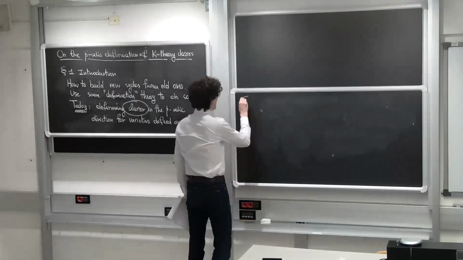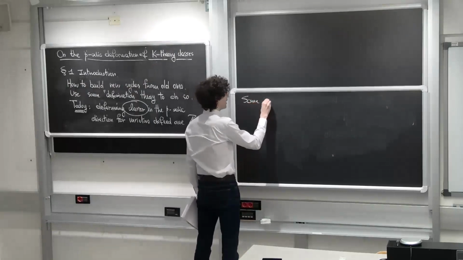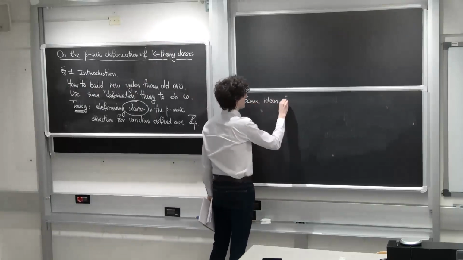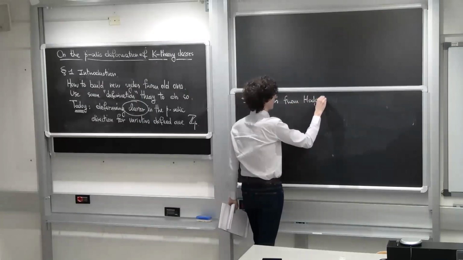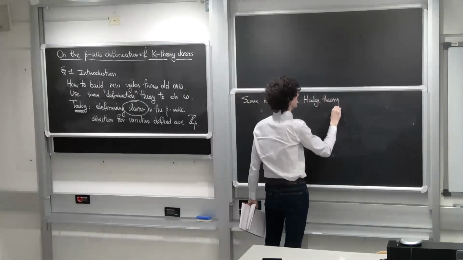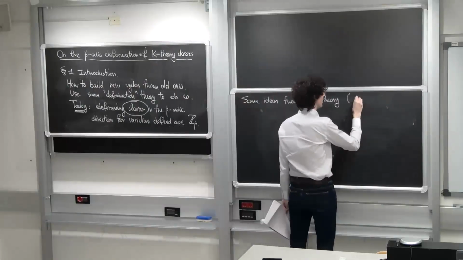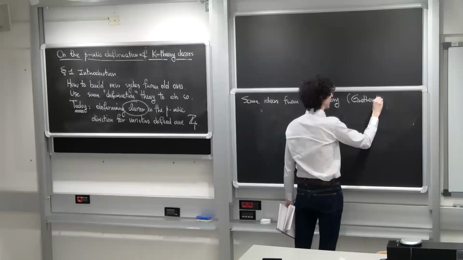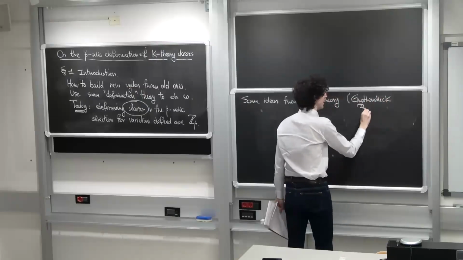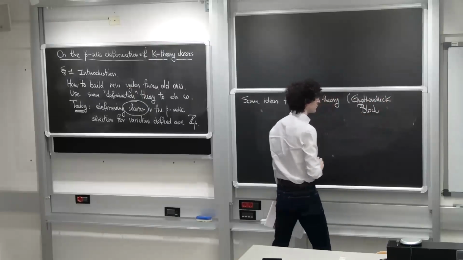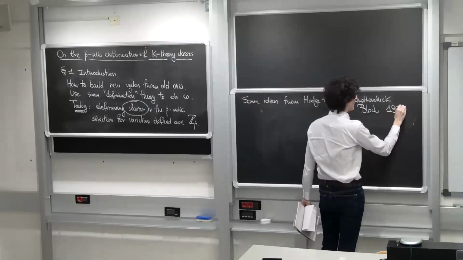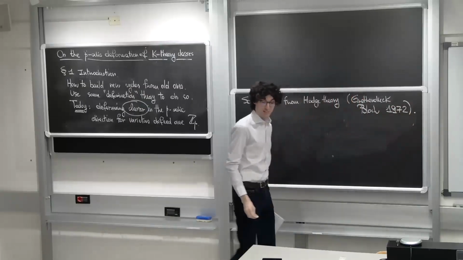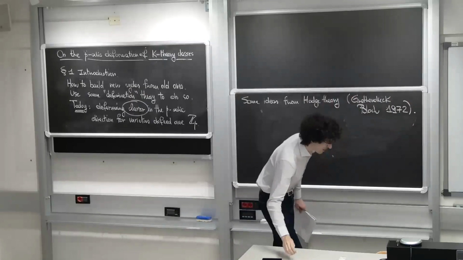Let me start by recalling some ideas from Hodge theory. This goes back to Grothendieck, and I think a person who deserves a lot of recognition here is Bloch. There is a specific paper from 1972 in which most of his ideas were already explained.